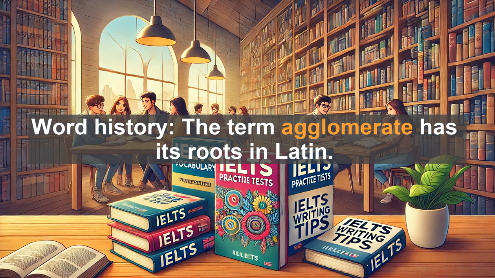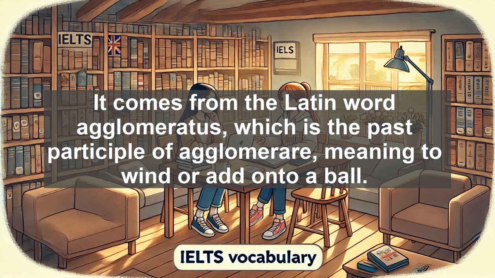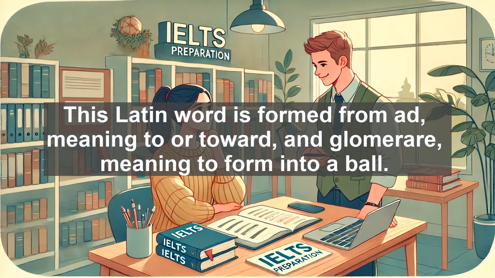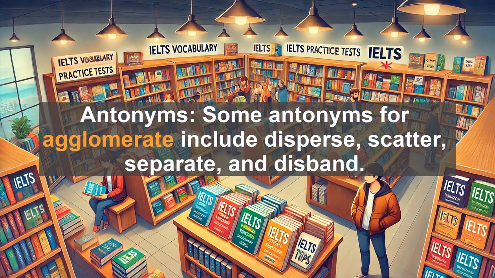Word history. The term agglomerate has its roots in Latin. It comes from the Latin word agglomeratus, which is the past participle of agglomerare, meaning to wind or add onto a ball. This Latin word is formed from ad, meaning to or toward, and glomerare, meaning to form into a ball. Antonyms. Some antonyms for agglomerate include disperse, scatter, separate, and disband.